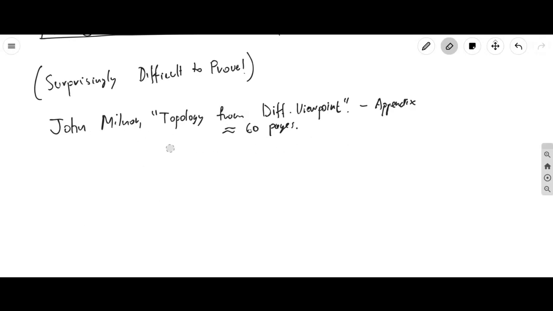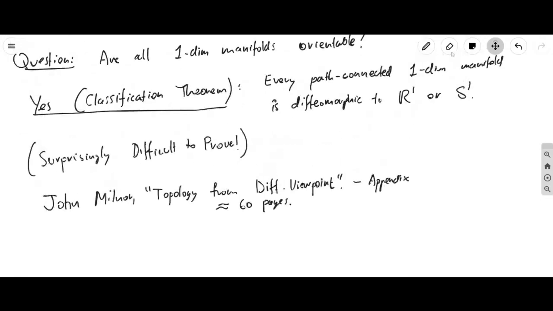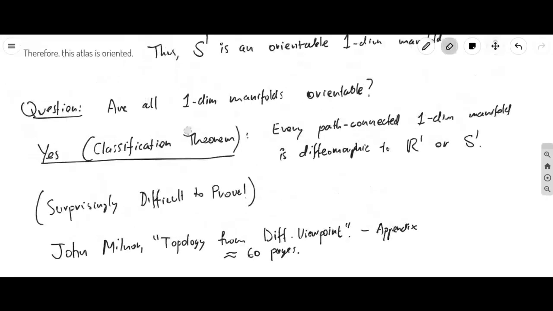Yeah, so it's by John Milnor, Topology from a Differentiable Viewpoint. In the appendix, he proves to you this classification theorem. And because these are orientable, it means that all one-dimensional manifolds are orientable. But the moment you reach two-dimensional manifolds, you can see things get immediately more complicated, and it's not necessarily true anymore.